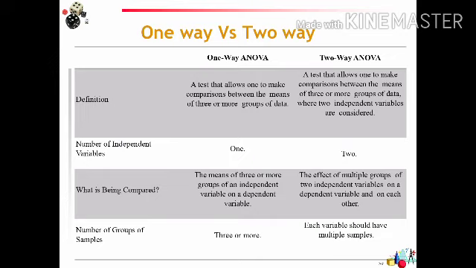So what is being compared in one-way ANOVA? The mean of 3 or more groups of an independent variable on the dependent variable. And in two-way ANOVA, the effect of multiple groups of 2 independent variables on a dependent variable and on each other. As for the number of groups of samples, in one-way ANOVA 3 or more groups are given here, and in two-way ANOVA each variable should have multiple samples.